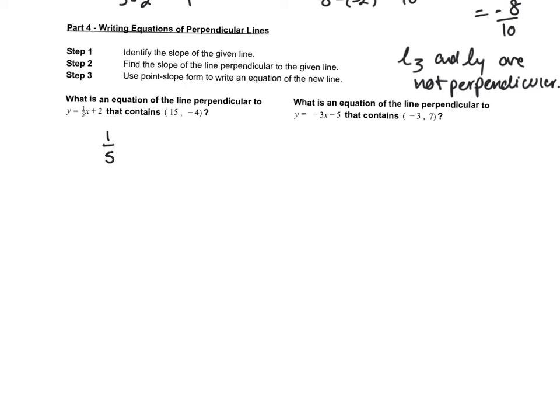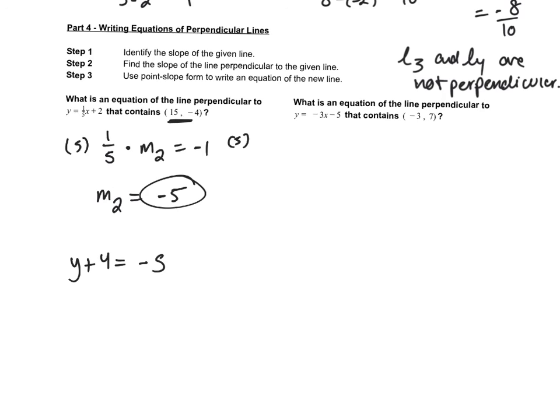Now remember, if our lines are perpendicular, then the product of the two slopes is equal to negative 1. So we have the slope of 1, and if we want to find the line that is perpendicular, then we're going to say the slope of 1 times the slope of 2 is negative 1, all right? And then to solve, you just multiply by 5 on both sides, and the slope of 2 is equal to negative 5, all right? So now we're ready to write an equation using this ordered pair with our slope. So y minus y1, which is negative 4. Two negatives make a positive, so y plus 4 equals negative 5x minus 15.